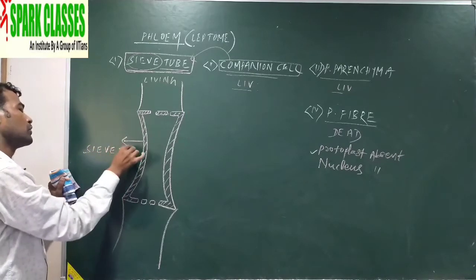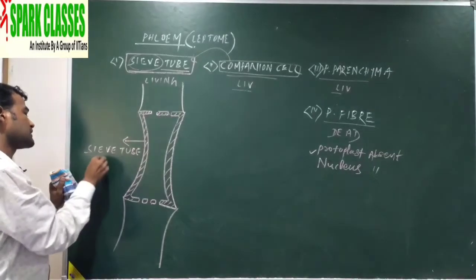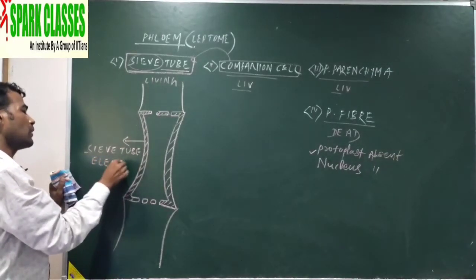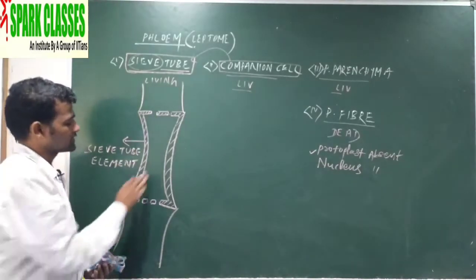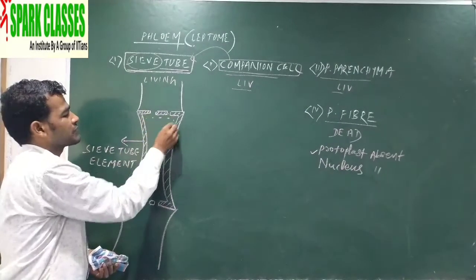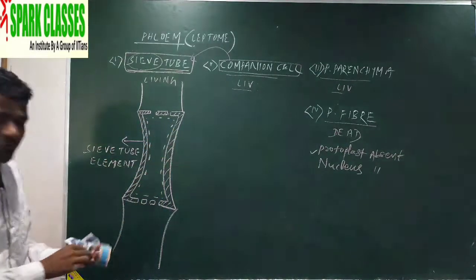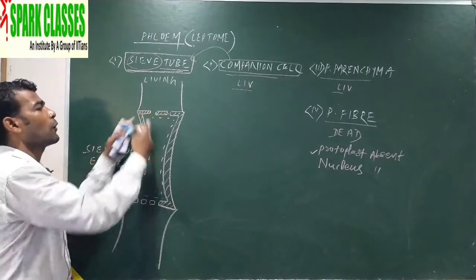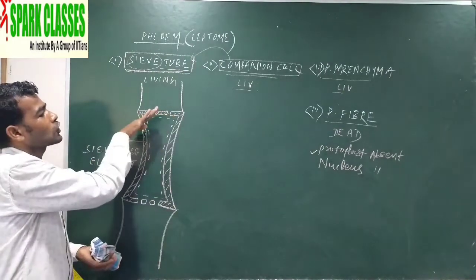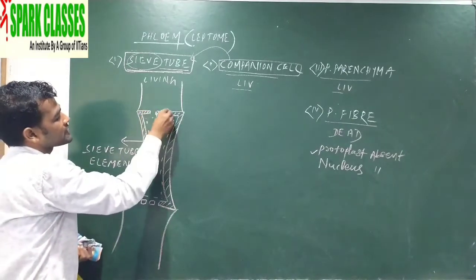Each single one is called a sieve tube element. And if you look at the sieve tube element, there is no nucleus, but cytoplasm is present. Cytoplasm is very thin, present towards the periphery. And an important thing, if you look at the end wall, it is not pointed. The end wall is flat or oblique, it can be bent also. But the important thing, you find pores, openings.